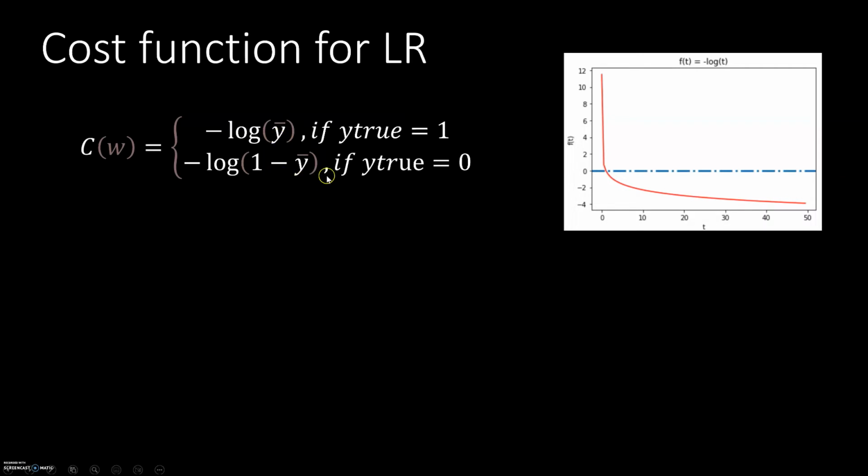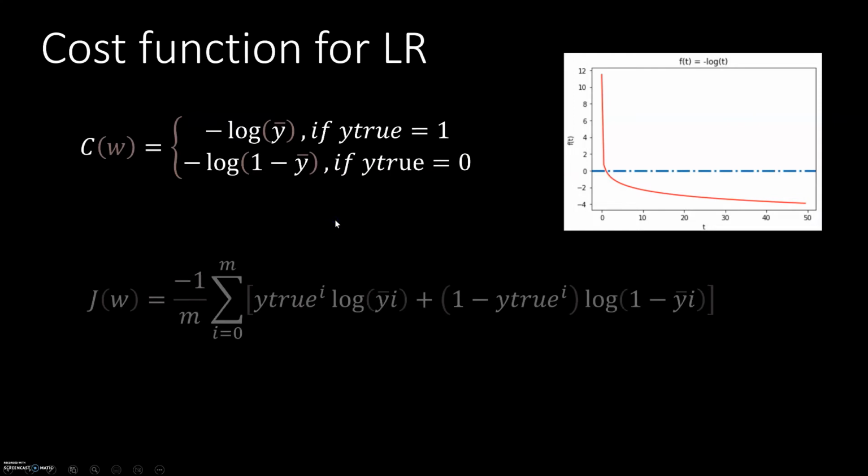On the other hand, let's say the true label is 0 and the model predicts a number that is closer to 1. Then this 1 minus y bar will be a very small number, and again, negative log will be very big, so we are penalizing the model. That's why this cost function makes sense for logistic regression.